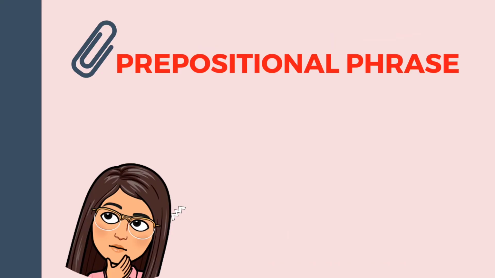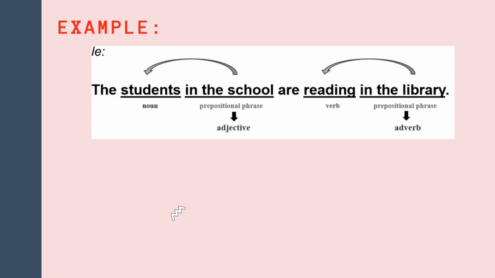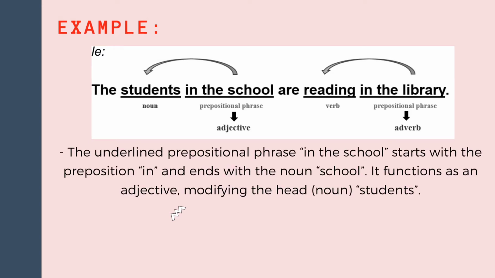The first type of phrasal modifier is a prepositional phrase. It begins with a preposition and ends with a noun. For example, the students in the school are reading in the library. The underlined prepositional phrase in the school starts with the preposition in and ends with the noun school. It functions as an adjective because it modifies the head or the noun students.